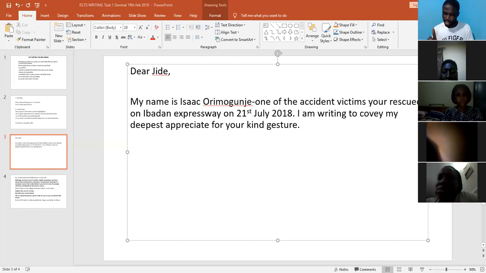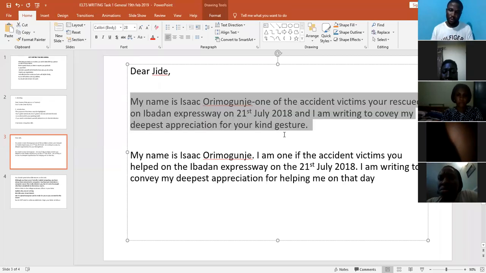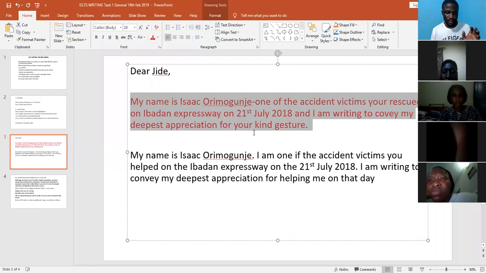So I mentioned my name and this one. Statement one will earn you more marks than statement two, because I have written 3 sentences in statement 2 and 1 sentence in statement 1. The more you're able to write complex sentences, irrespective of the situation, the more marks you will score. Okay, I said my name and I described the situation, one of the accident victims you rescued on Ibadan Expressway. So the one I highlighted in red is the best format.